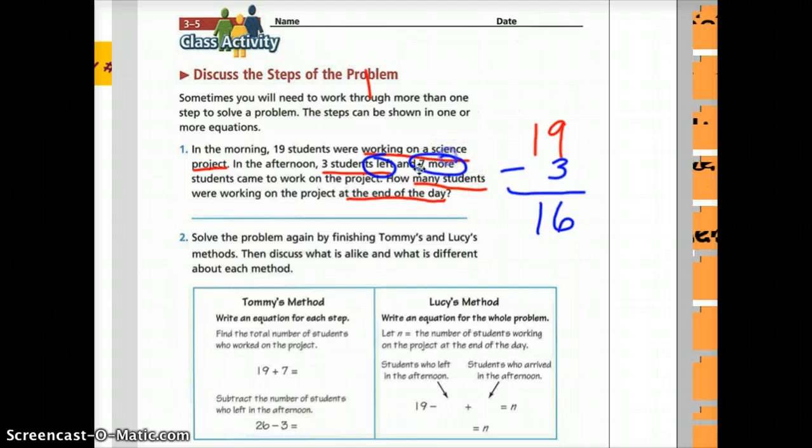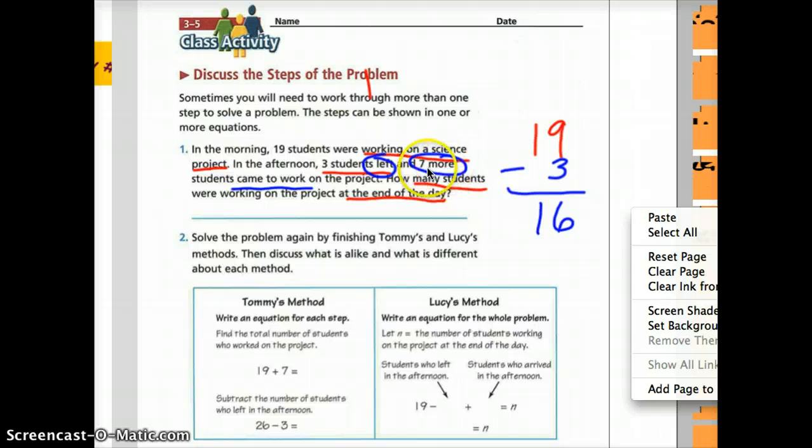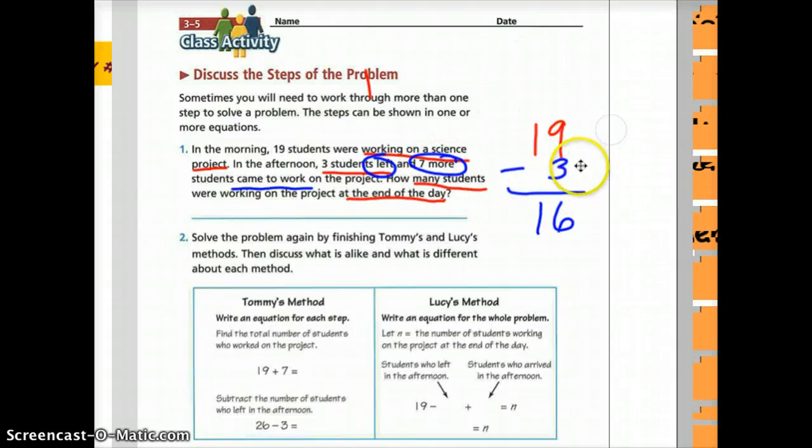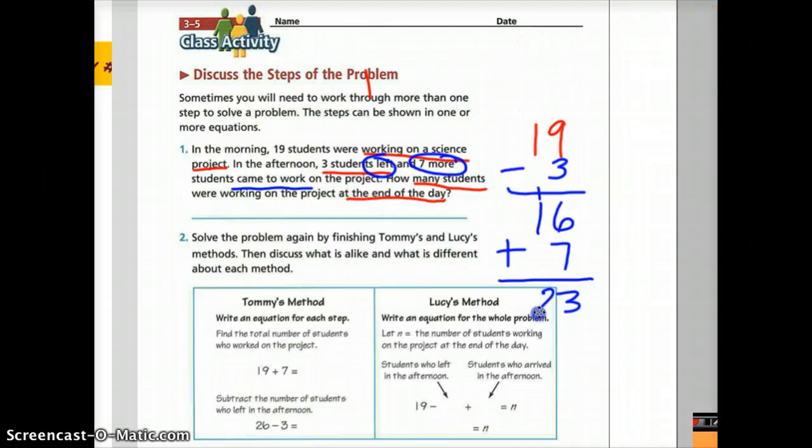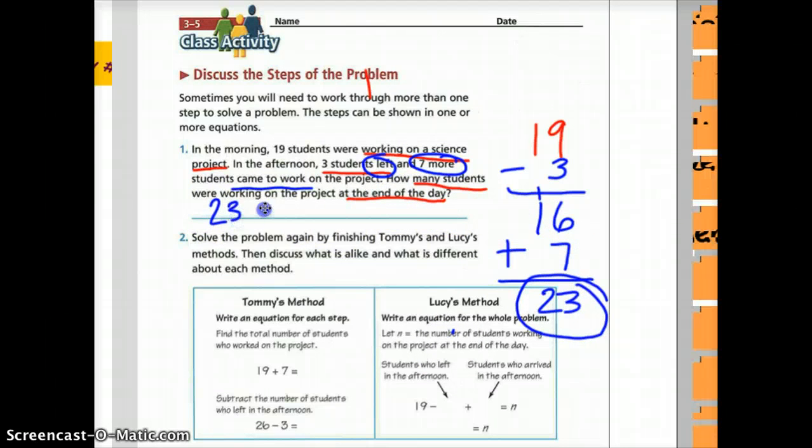7 more students came to work on the project. They're coming, 7 more. That means I'm adding 7. 16 plus 7 is 23. How many students are working at the end of the day? This is my final number. So that means there are 23 students working.